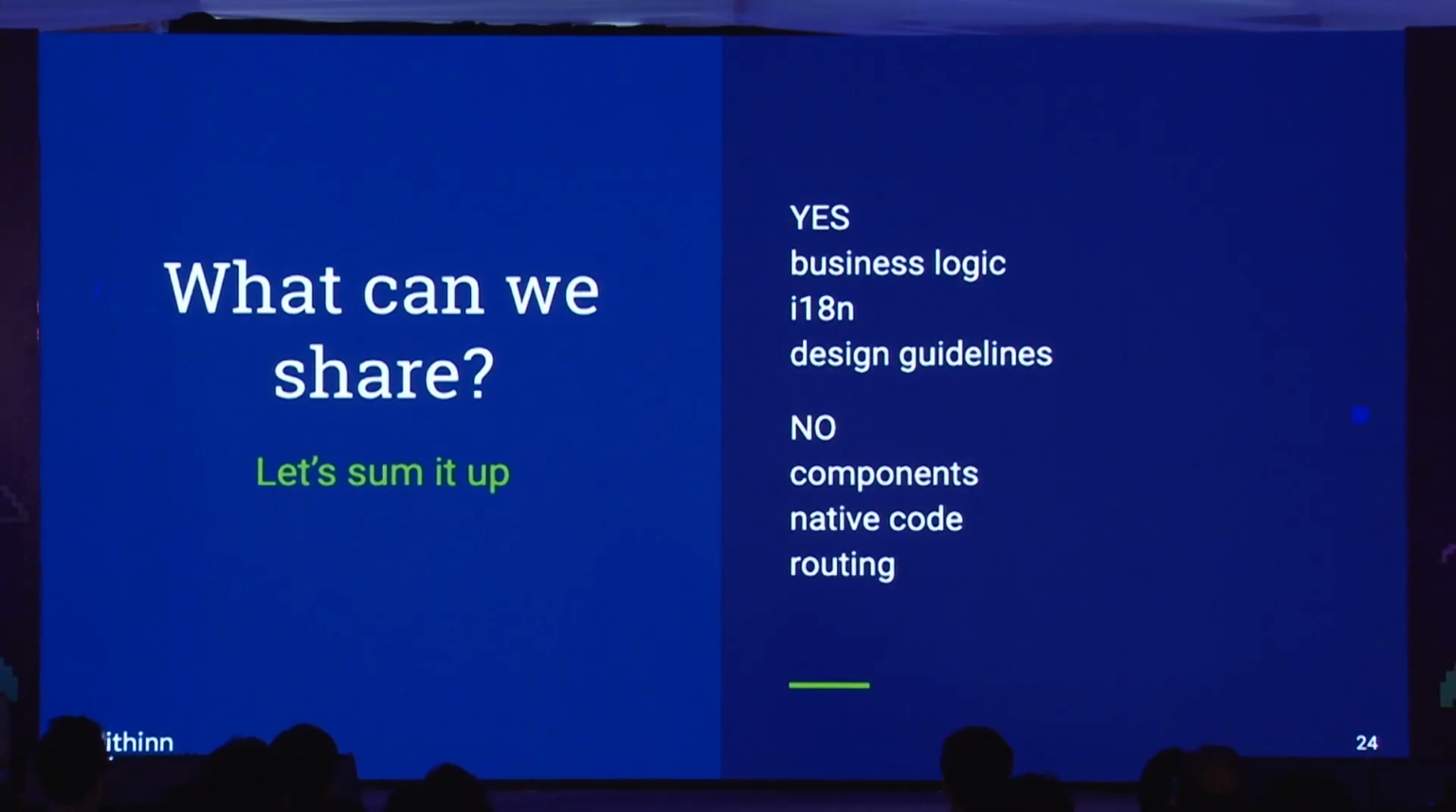So just to sum up, what we can share: business logic, translations, and some amount of design. What we cannot share, unfortunately, are components, any kind of native code that is relevant only to one platform. And one thing I haven't mentioned yet, but I want to talk about a bit, is routing. You can do routing in JavaScript in React Native as well, but it's very slow, so most people wouldn't do it. So routing is another thing that you cannot reuse. Although it looks like maybe we can't reuse as much as we would have originally hoped to, it still speeds up the development process so much that we would never go back to the way things used to be.